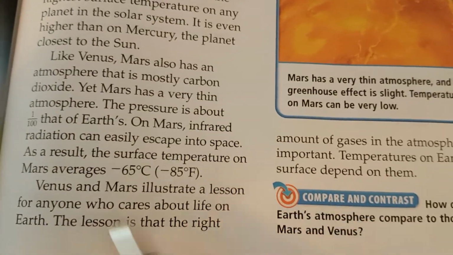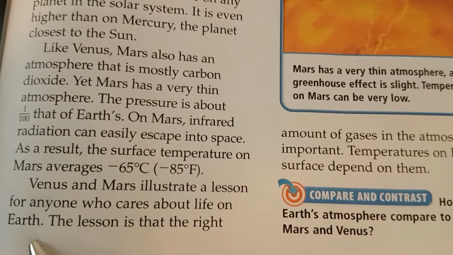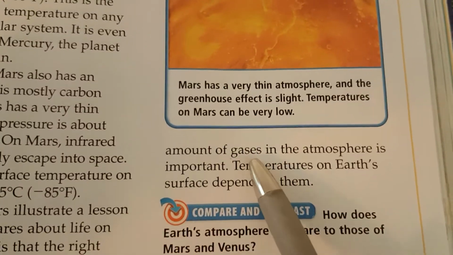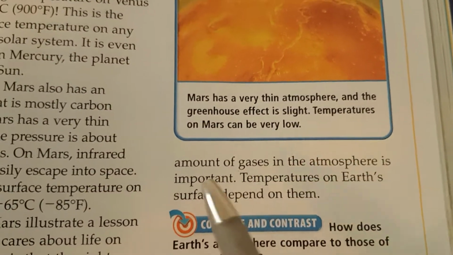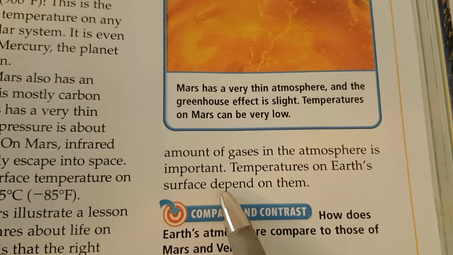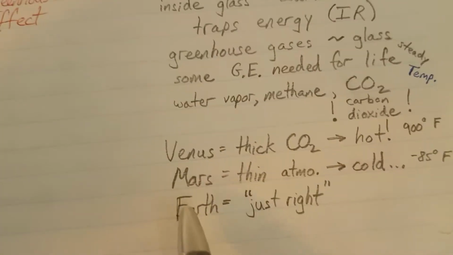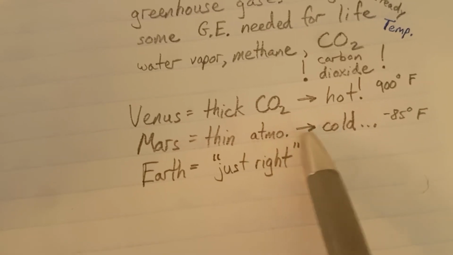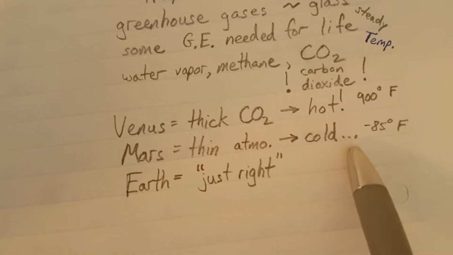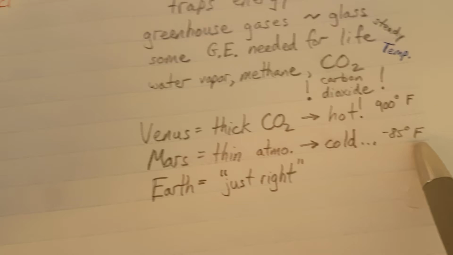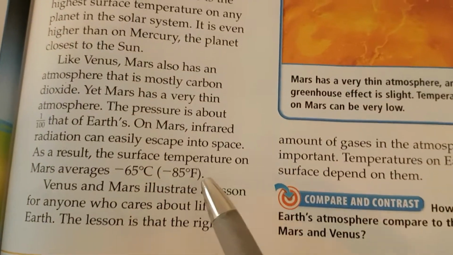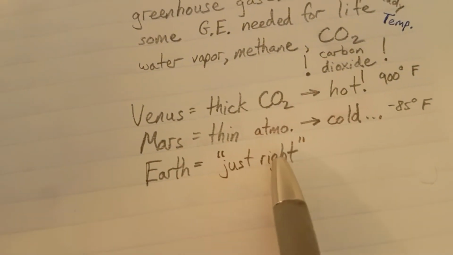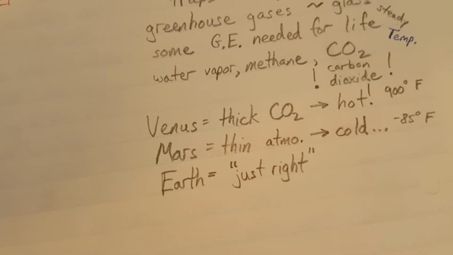Venus and Mars illustrate a lesson for anyone who cares about life on Earth. The lesson is that the right amount of gases in the atmosphere is important. Temperatures on Earth's surface depend on them. Okay, Mars equals thin atmo, arrow, cold, negative 85 degrees Fahrenheit, just like they said here. Okay, Earth equals quote unquote just right.